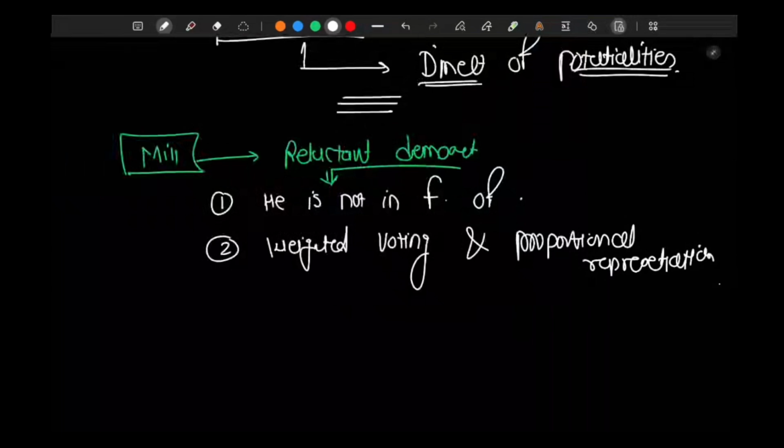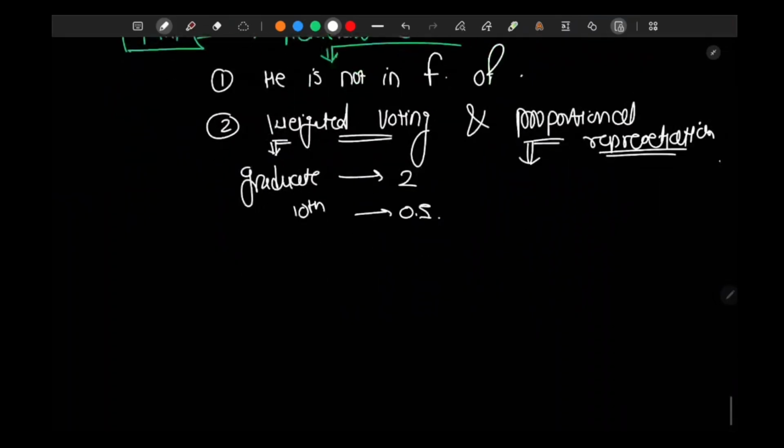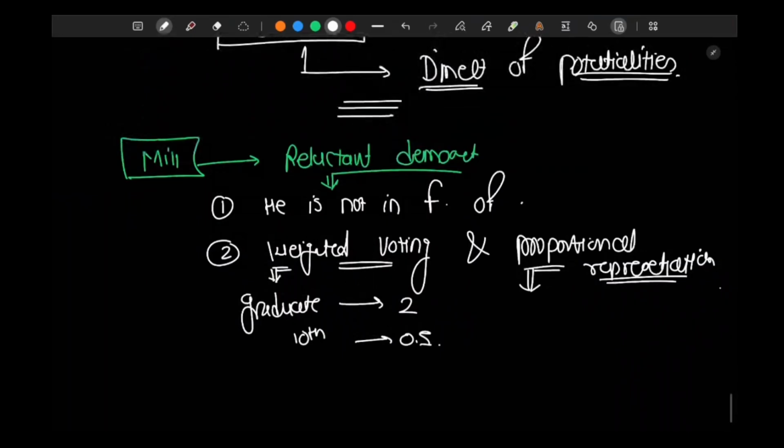So weighted voting basically means that if you have property, you have more weight to your vote. Your vote is more valuable. If I am a graduate, the value of my vote is 2. If someone is 10th pass, the value of his vote is 0.5. This is what weighted voting means. Proportional representation is again the same thing. This is what we are going to write in criticism.